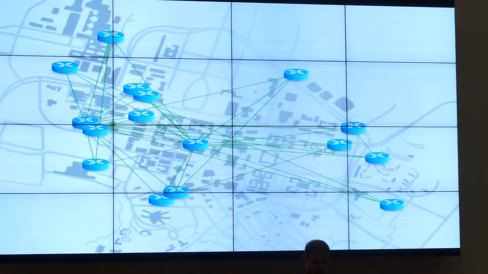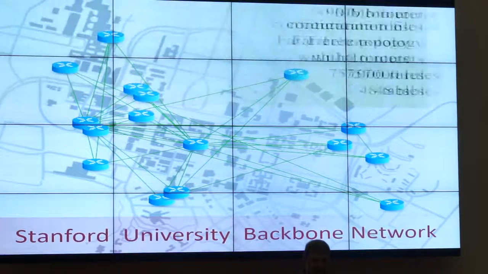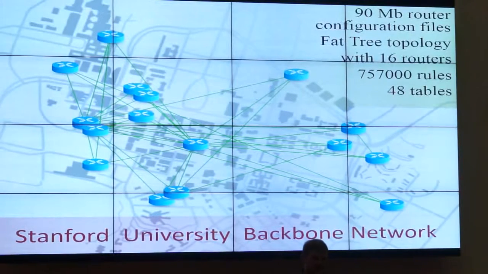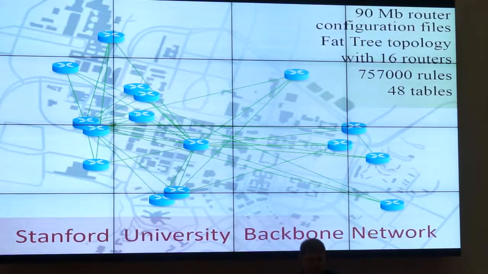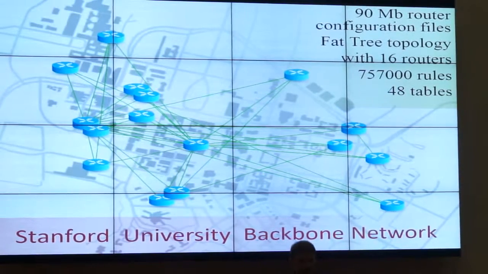Now about our tool evaluation. There is an open topology of Stanford University backbone. It consists of about 19 megabytes of switch dumps and router configs. It consists of 16 routers in a two-level fat-tree topology. When we translated it into OpenFlow-like rules, we get about 700,000 rules in about 15 tables.